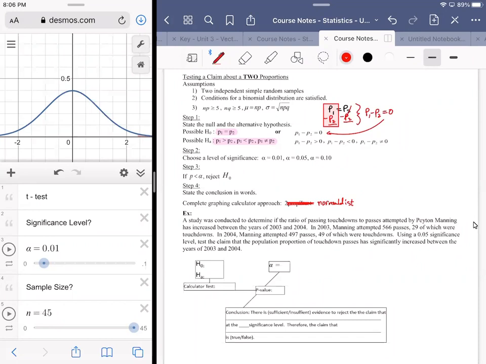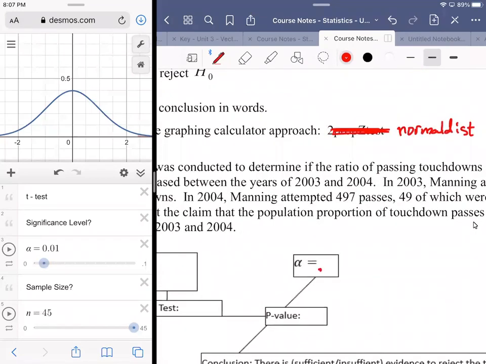In 2004, Manning attempted 497 passes, 49 of which were touchdowns, right? Using a 0.05 significance level. And so you can just jot that in immediately, 0.05.